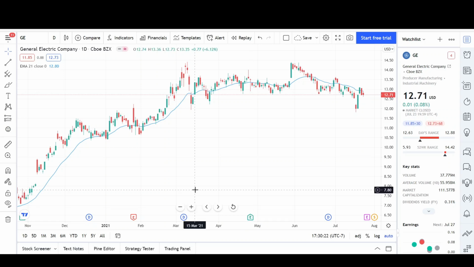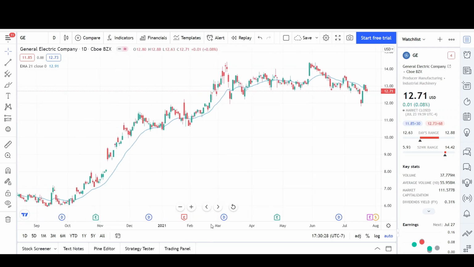I remember when GE was on the Dow and then they replaced it with Walgreens, so that's pretty crazy. I think that happened about a year ago, maybe a couple years ago. It's been a while since I've been in stocks.